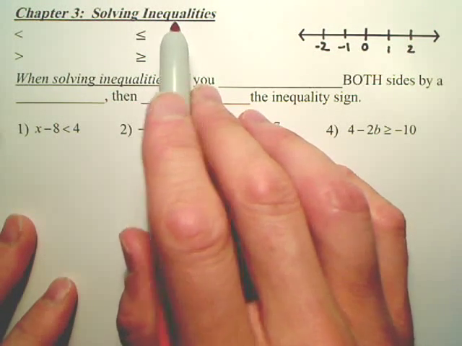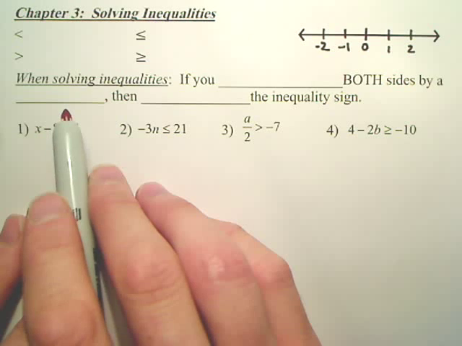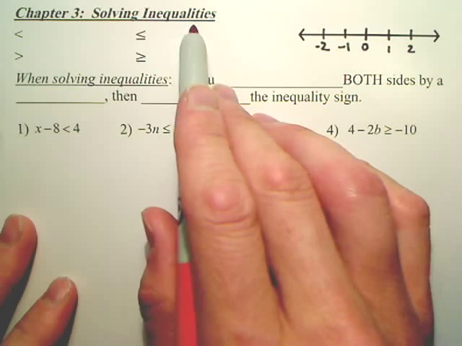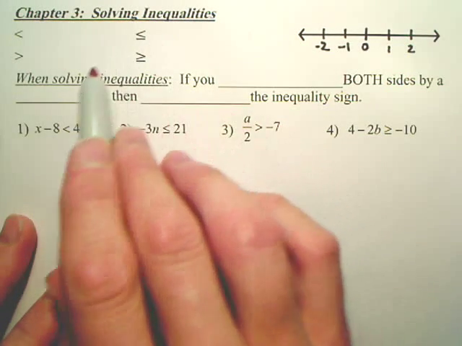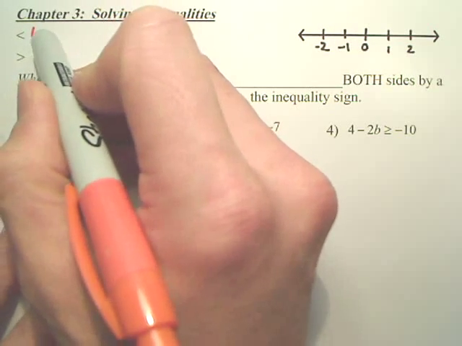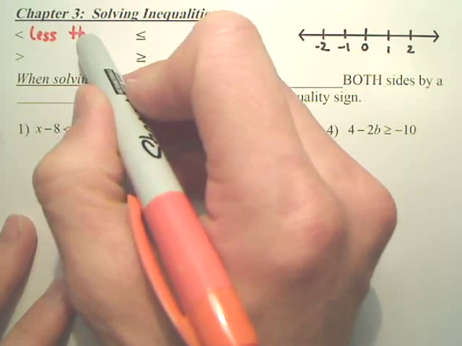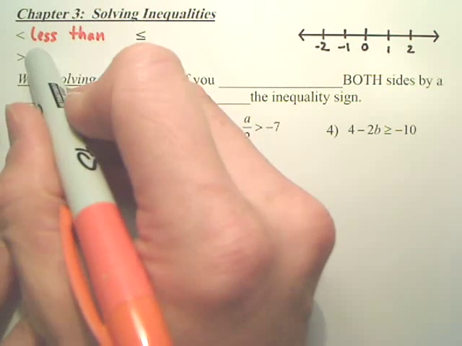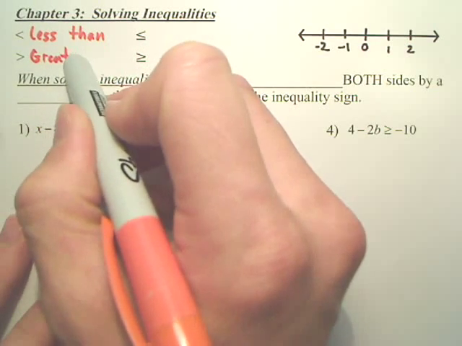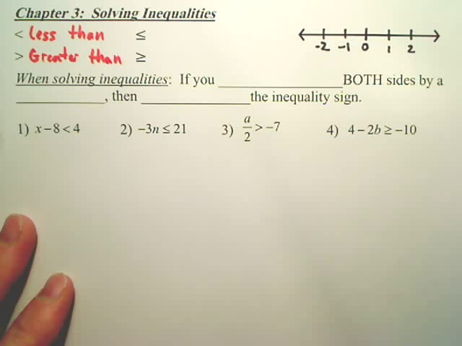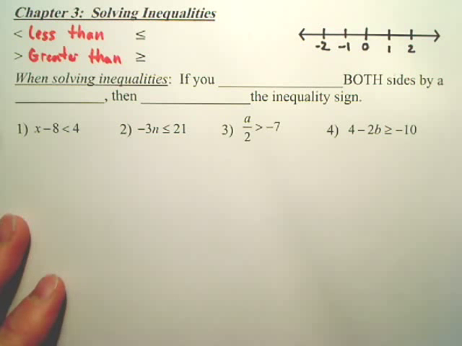Solving inequalities. The first thing you need to know for inequalities are these signs. Do you see the word equal? Inequalities are the greater than and less thans. This sign right here is a less than. This sign right here is a greater than. I'll show you how to decipher between the two in a little bit. But this is a less than.